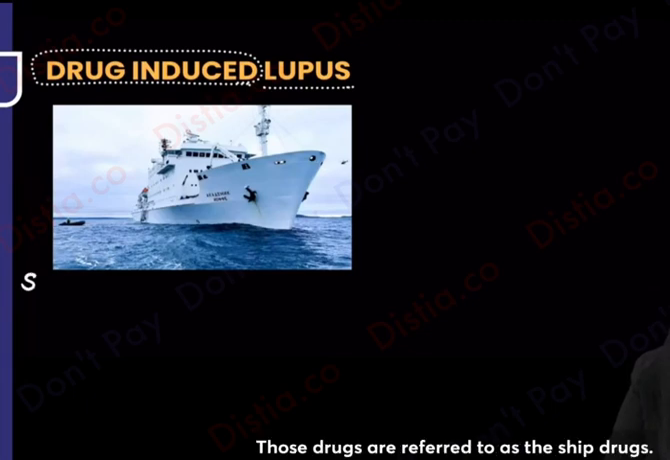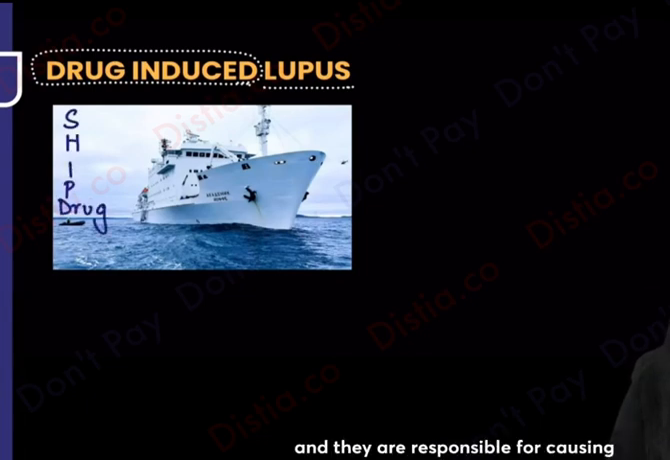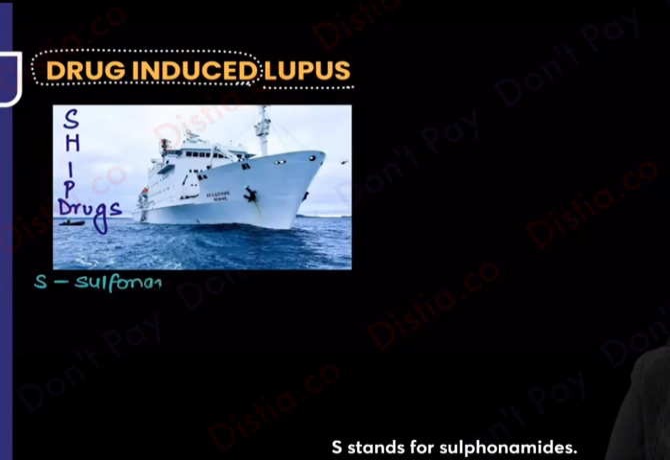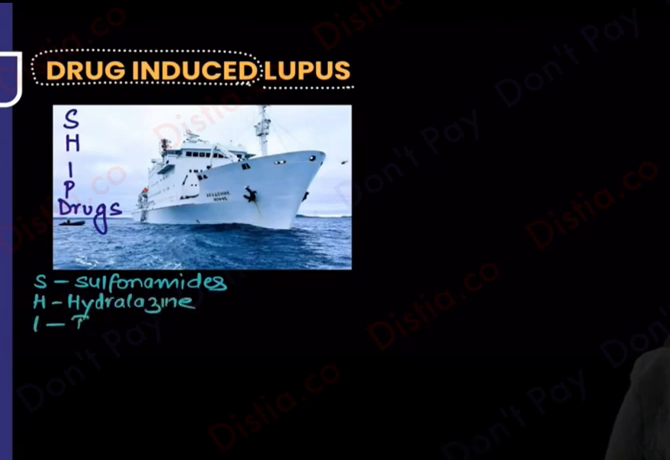Those drugs are referred to as the SHIP drugs. That is, I've got a big ship that has been put up in front of you. We have something known as the SHIP drugs, and they are responsible for causing drug-induced lupus. So first and foremost, S stands for sulfonamides. This is also a very important part of medicine, sulfonamides. H is going to be hydralazine. I is going to be isoniazid.